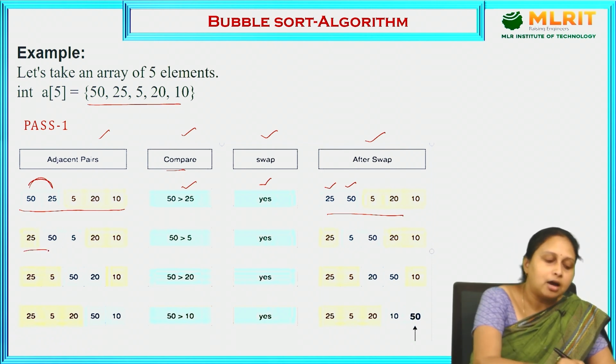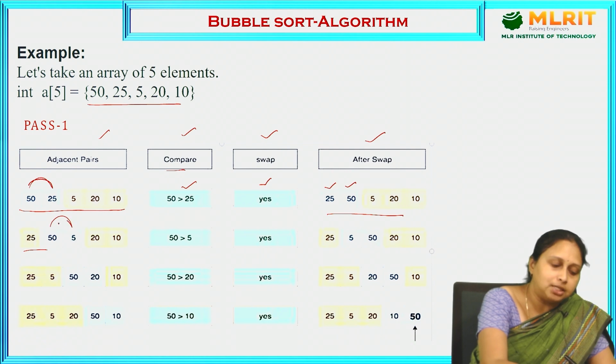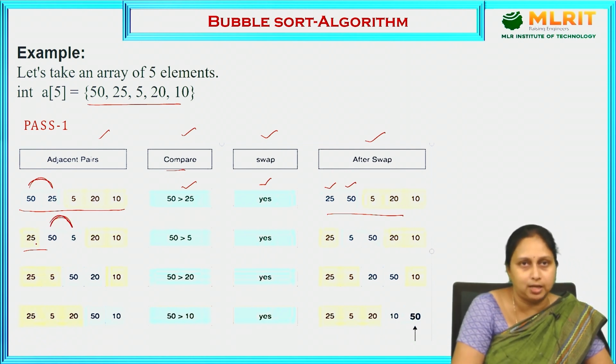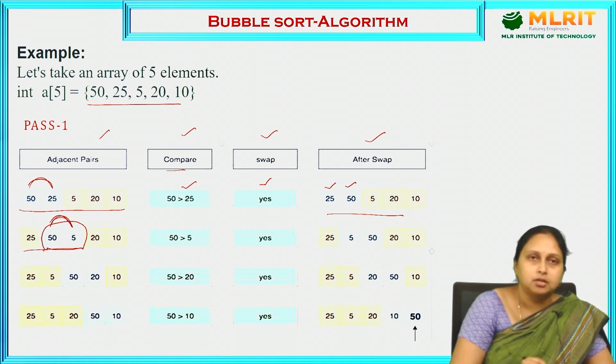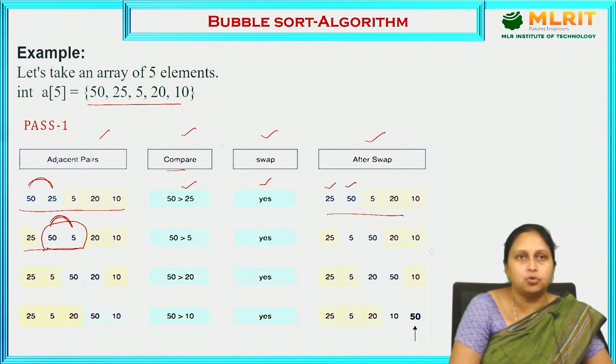Now, again, compare two adjacent elements. The second and third elements are going to be compared, not the first and second again, right? Where the color is highlighting, this blue part, these two elements are going to be compared.